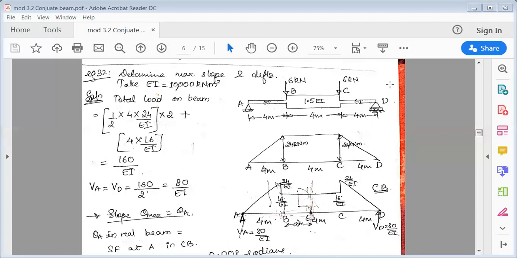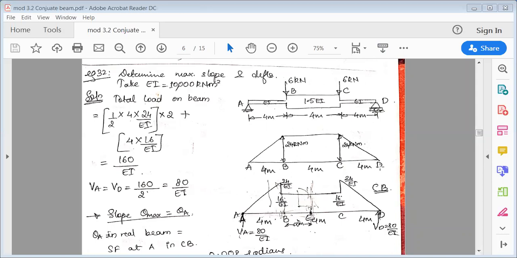Below the point load, 6 kilonewton at B and 6 kilonewton at C. At A and D the deflection is 0 because they are simple supports, and rotation at A and D is maximum. Now they have asked to find out maximum slope and maximum deflection. Maximum slope will occur at A and D because they are supports, and maximum deflection will occur at B and C.